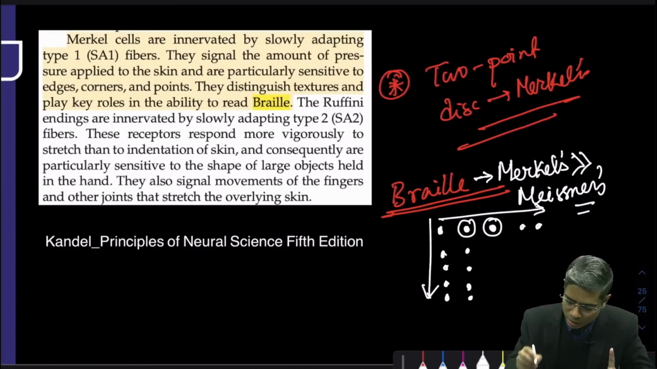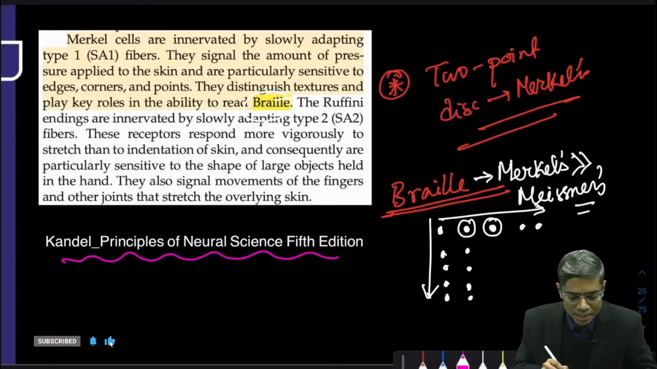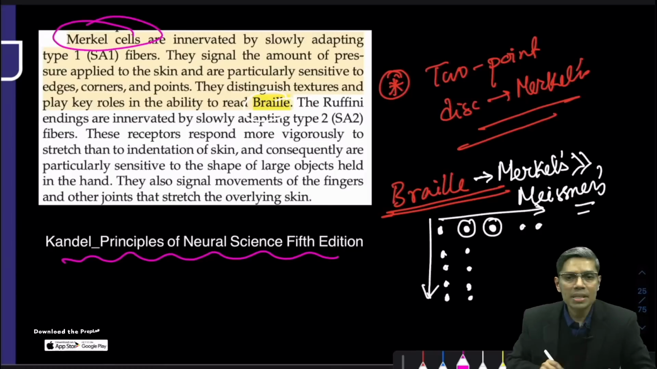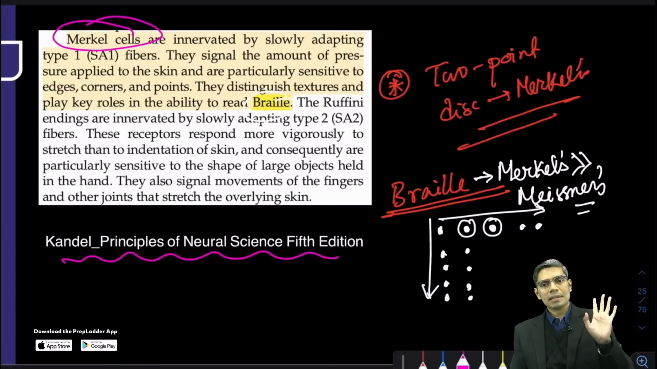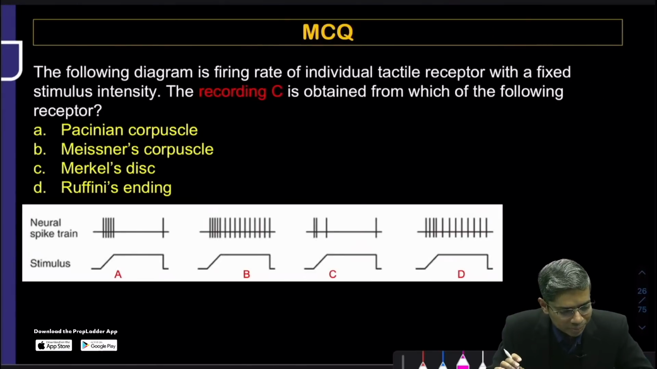So if I have to answer only one, what is the best receptor for reading Braille? Here I have taken this from Kandel's Principles of Neuroscience, where it is clearly written that the Merkel cell is the best receptor for reading Braille. ठीक है, इतना सा ध्यान रखो, your answer will be done.